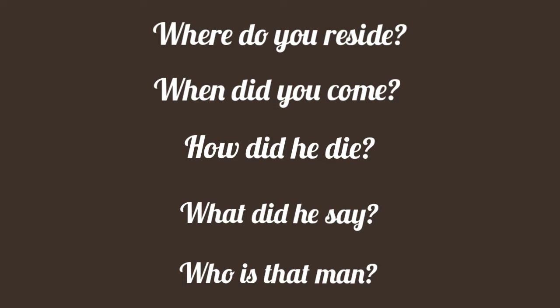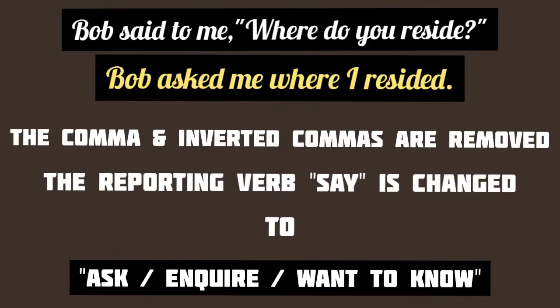We can also see here that a WH question starts with some WH word followed by an auxiliary or helping verb, then comes the subject, and after the subject comes the principal verb. Well, let's now learn how to change the narration of a WH question or open question from direct speech to indirect speech. For example, Bob said to me, "Where do you reside?"